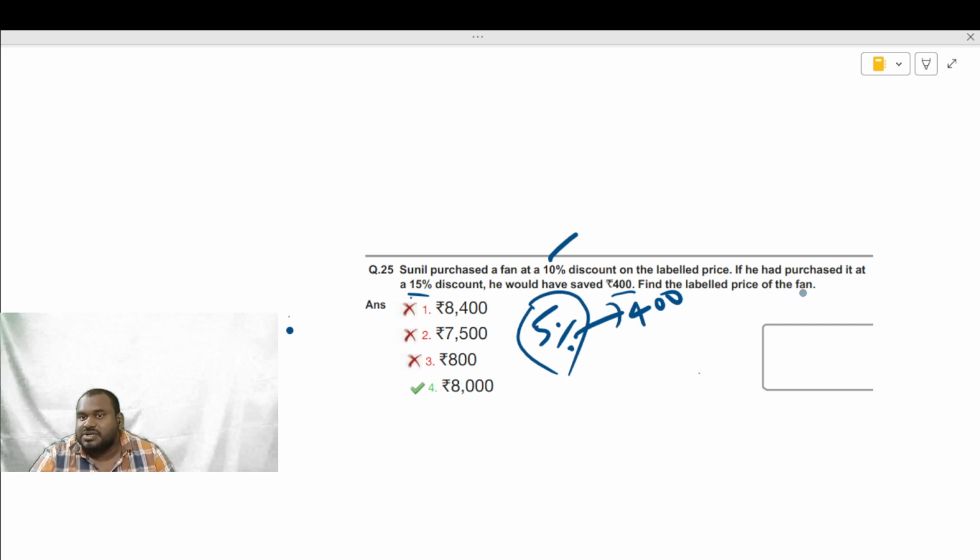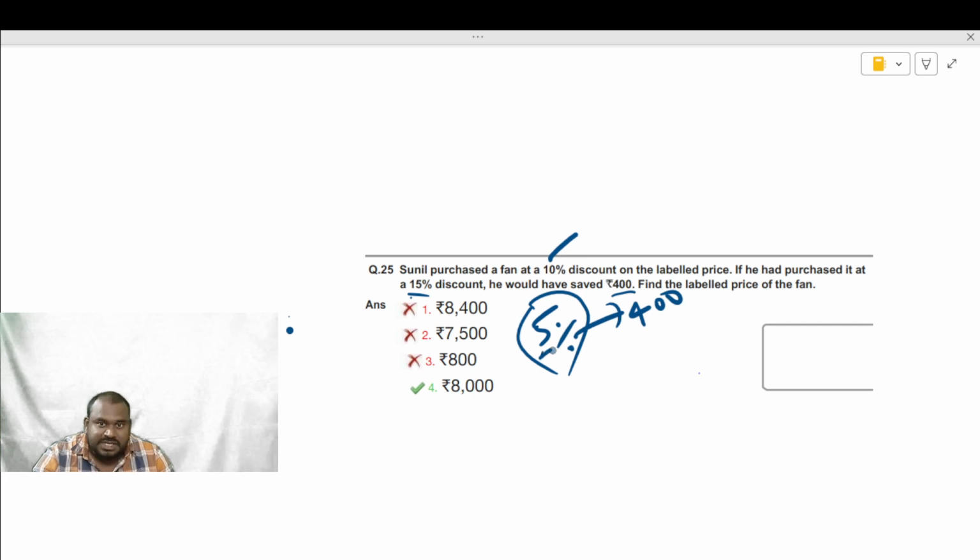Then what is the labeled price of the fan? Labeled price means what is written on the product, called the fan. What is written, that is the labeled price or market price, you can say. So that's what we need to find. On that price itself, the discount was given, right?